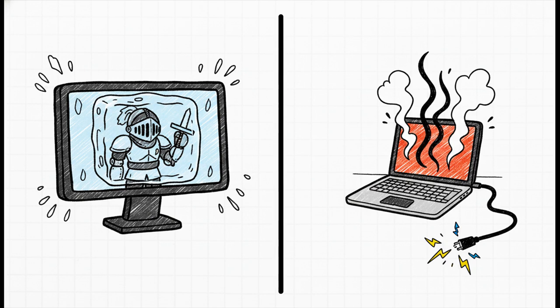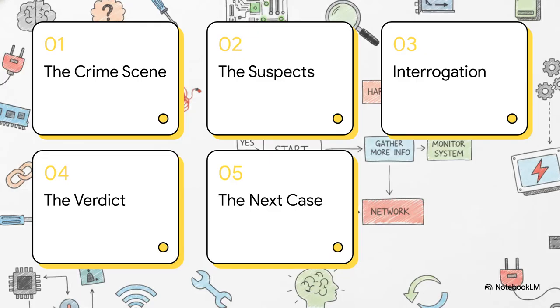To figure it out, we need to treat this like a real investigation. To solve this digital mystery, we need a game plan. Here is our detective's case briefing. We'll check out the crime scene, look at the suspects, do an interrogation, deliver the verdict, and finally, look at the next case. Let's get right to it.